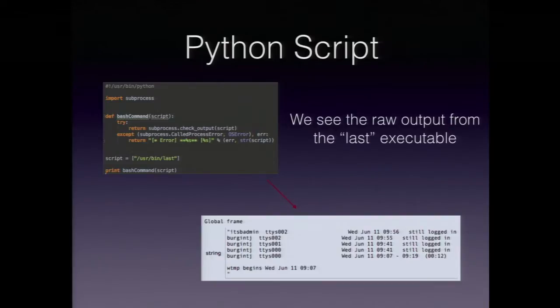But basically we have a string now which includes ITSB admin all the way down to 907. And that's one big string with new lines and everything in there. So we've got to go ahead and parse this somehow.